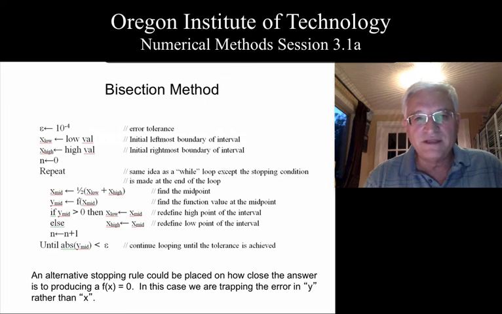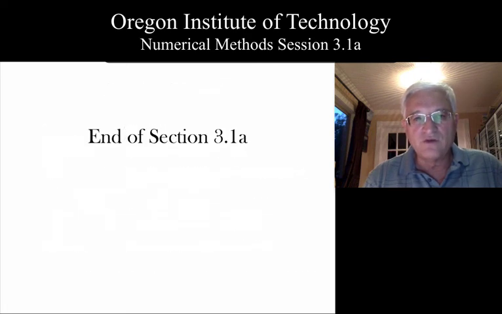So we've now completed the logic of our bisection method. And so we'll go ahead and pause here before we get into section 3.1b. But as we get into 1b, we're going to find that there are some problems or maybe some efficiencies that we could gain by looking at that method just a little bit closer.